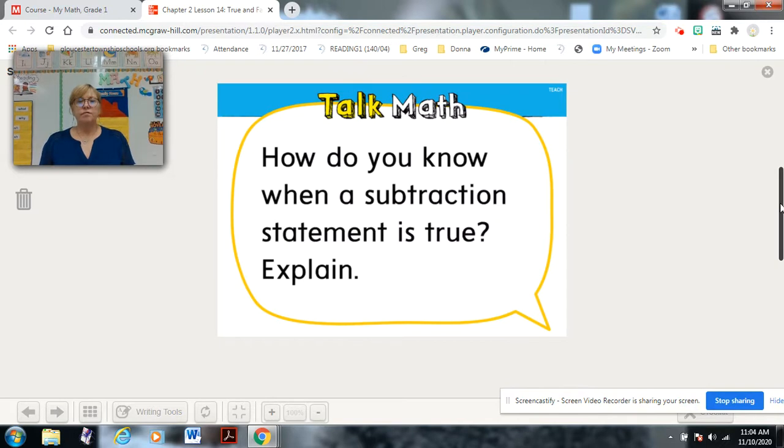All right, so for Talk Math, how do you know when a subtraction statement is true? Okay, well, if it's true, that means that the difference is the right answer. Okay, so I would say that you know a subtraction statement is true when it is correct. Good job.